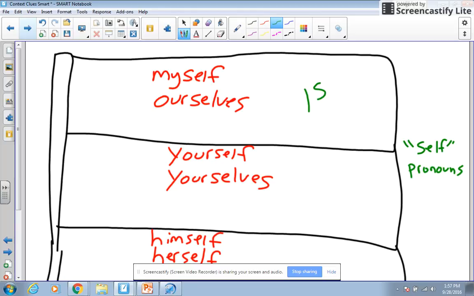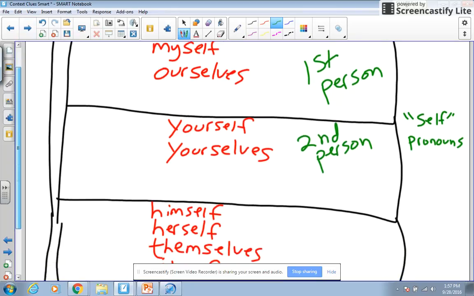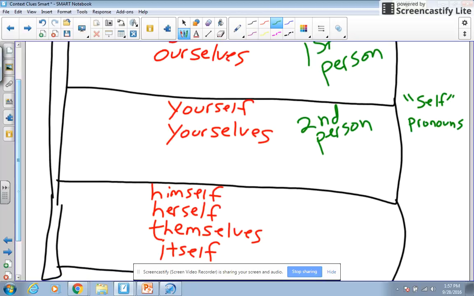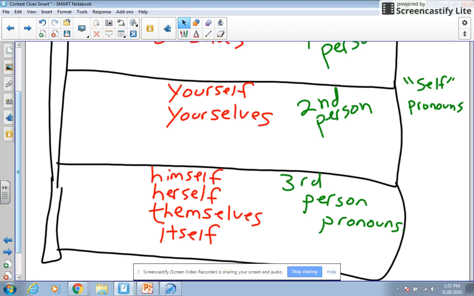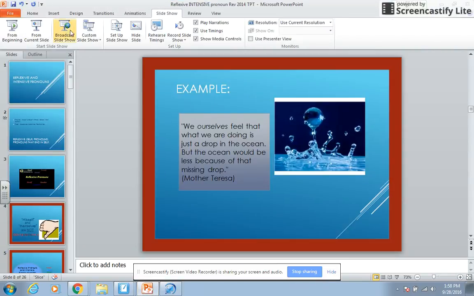So these are first person reflexive pronouns. These are second person reflexive pronouns. And these last four are third person reflexive pronouns. These should all be in your interactive notebook. So let's take a look at some examples and see if we can identify whether it is a reflexive or intensive pronoun.